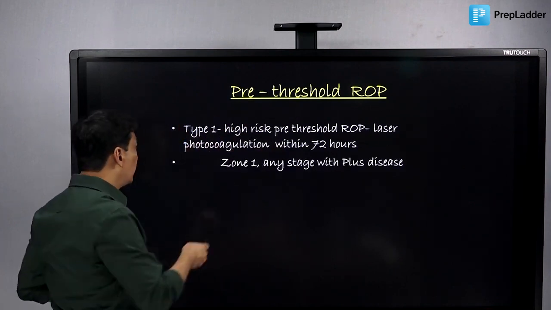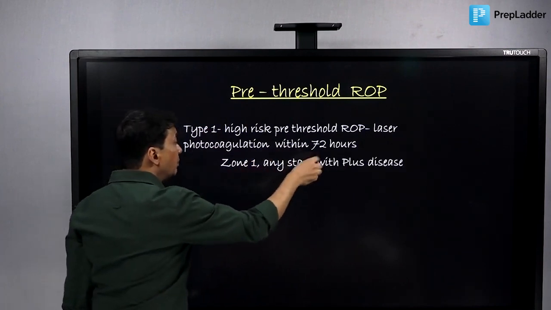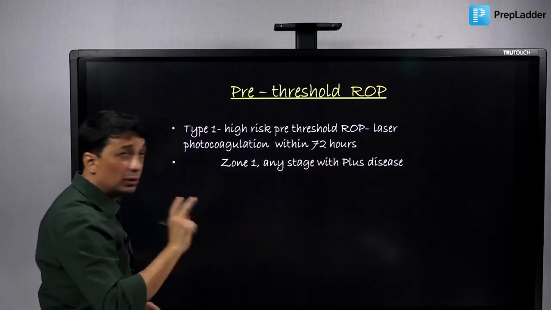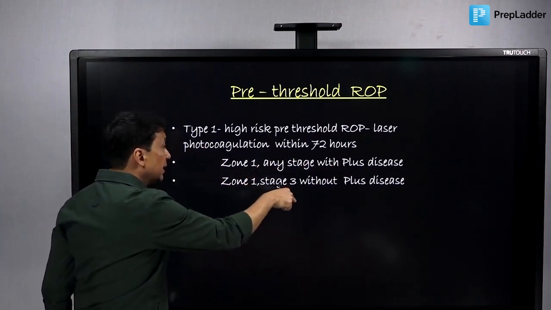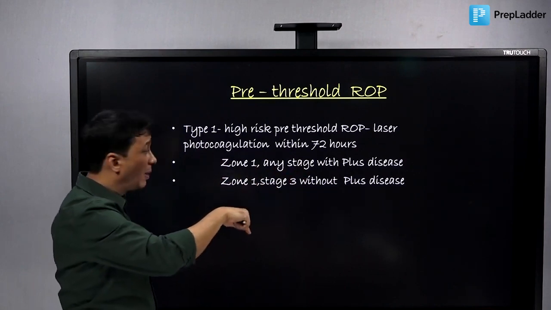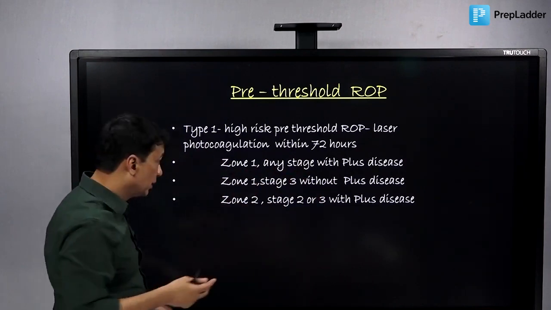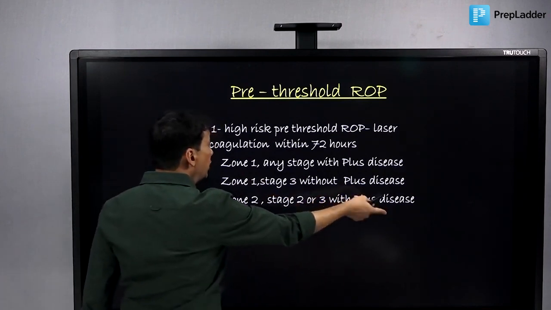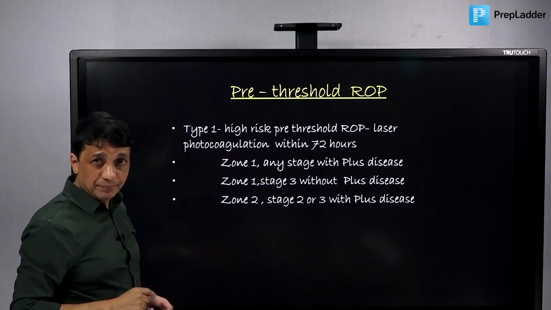How do we define it? We define it as zone 1, remember the most dangerous zone, any stage with plus disease. It doesn't matter what stage it is with plus disease, or zone 1 again, stage 3 without plus disease. You may not have plus, but you should have stage 3. Or zone 2, which is stage 2 or 3 with plus disease. These are all definitions of type 1 ROP which should be treated.